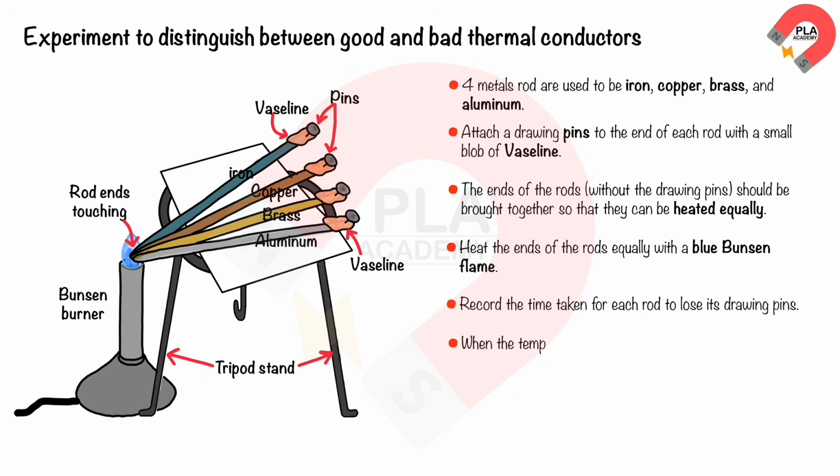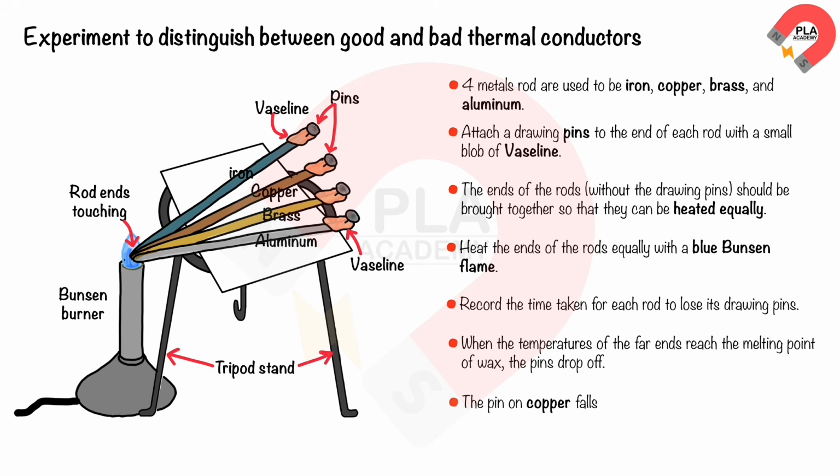When the temperatures of the far ends reach the melting point of wax, the pins drop off. The pin on copper falls first, showing it is the best conductor, followed by aluminum, brass, and then iron.